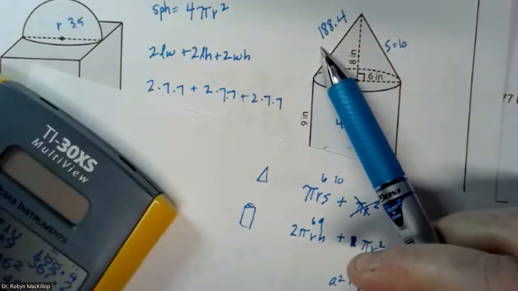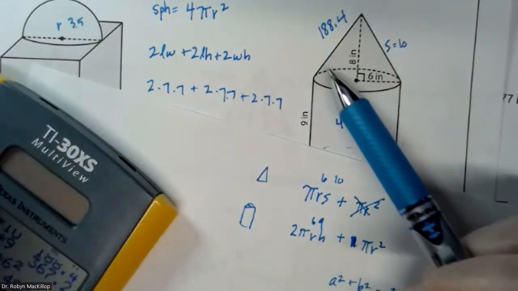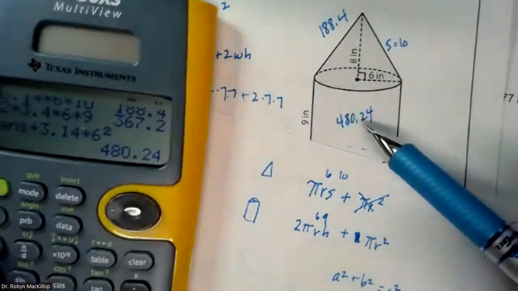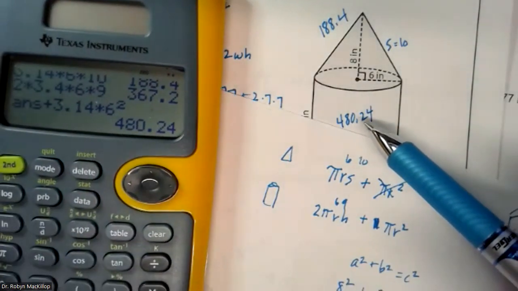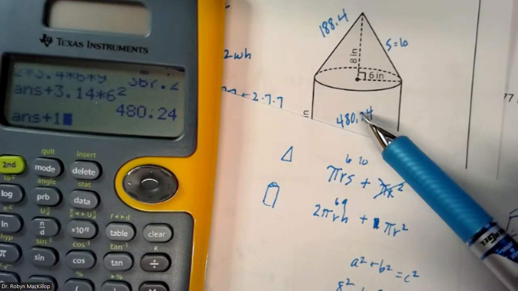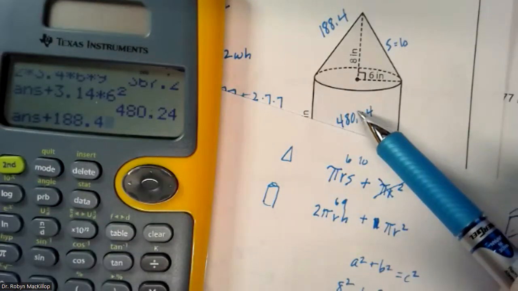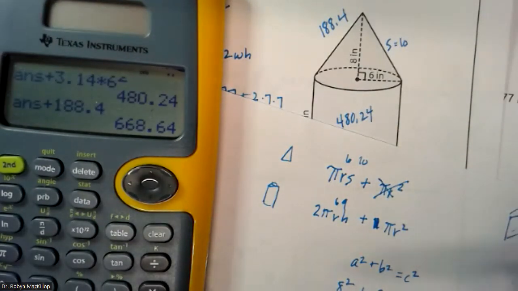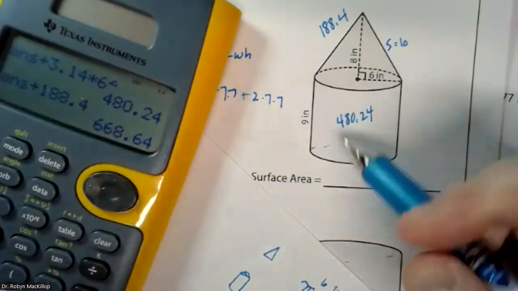Now we need to add the two together. Cone is 188.4. Cylinder is 480.24. I'm going to add the cone. And our total answer is 668.64.